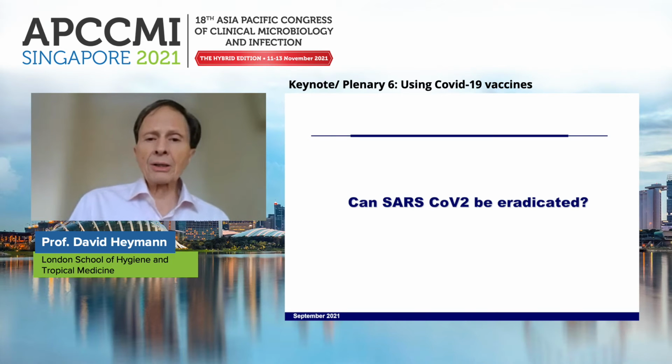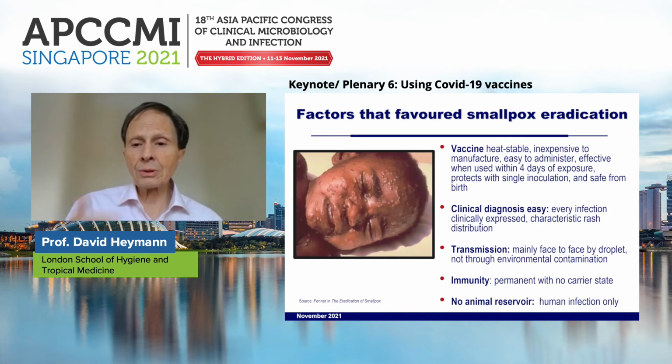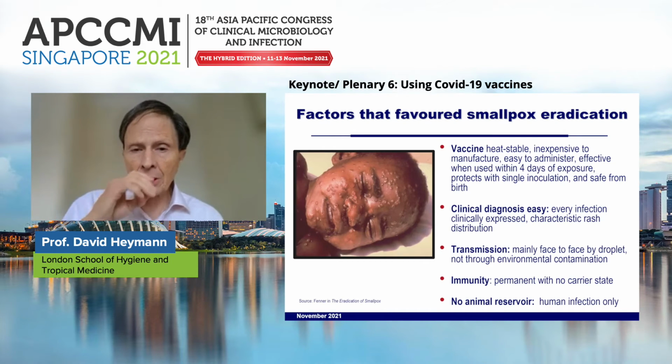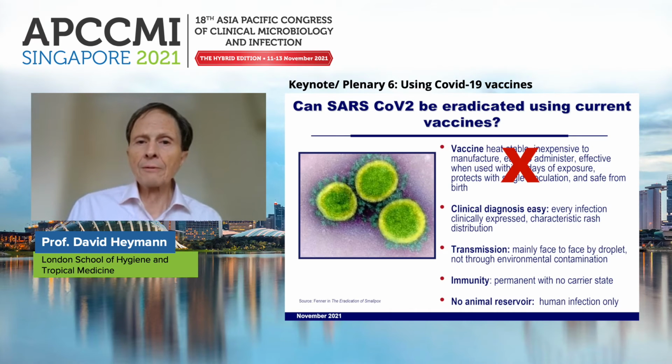So there have been some articles that talk about eradicating SARS coronavirus 2, and I'd just like to go through what happened with smallpox and polio to try to convince you that these articles are really misguided. So for smallpox, there was a vaccine that was heat stable and provided lifelong protection against infection. For coronavirus, that does not exist yet.